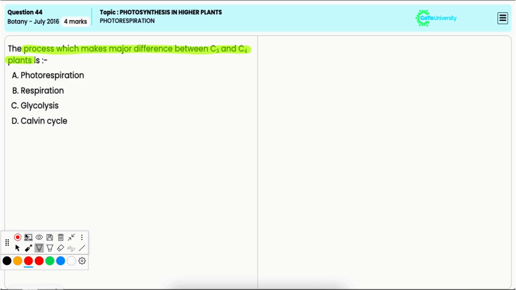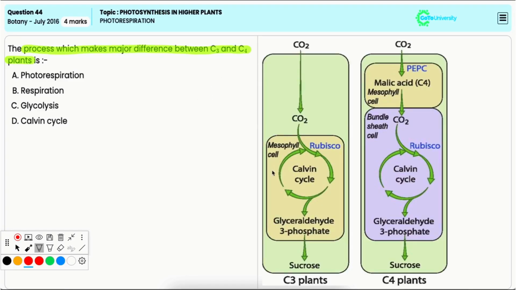Option A, photorespiration. Now, photorespiration occurs in C3 plants when oxygen competes with carbon dioxide for binding to the enzyme rubisco, thus leading to the loss of fixed carbon and energy. While C4 plants minimize photorespiration by separating carbon fixation and the Calvin cycle spatially using a mechanism that involves PEP carboxylase, which has higher affinity for carbon dioxide and does not bind oxygen. Hence, it is the correct option.